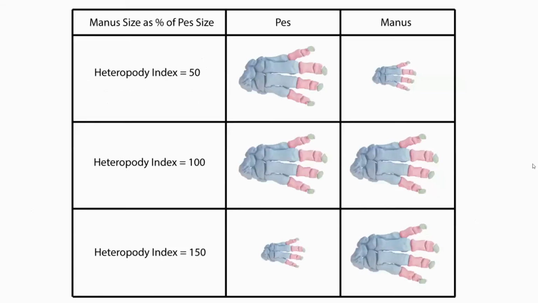So here I'm just going to take a little look at heteropody index, just so you're reminded. Heteropody index is manus size as a percentage of pes size, and we're going to be coming across that quite a lot here. A heteropody index of 100 equals a pes of the same size as the manus. With a heteropody index of 50, the pes is twice as big. With a heteropody index of 150, the manus is twice as big as the pes.